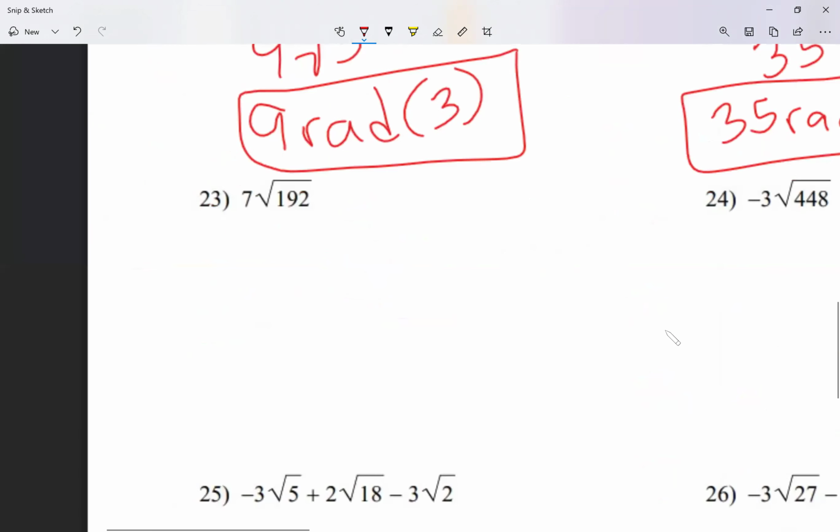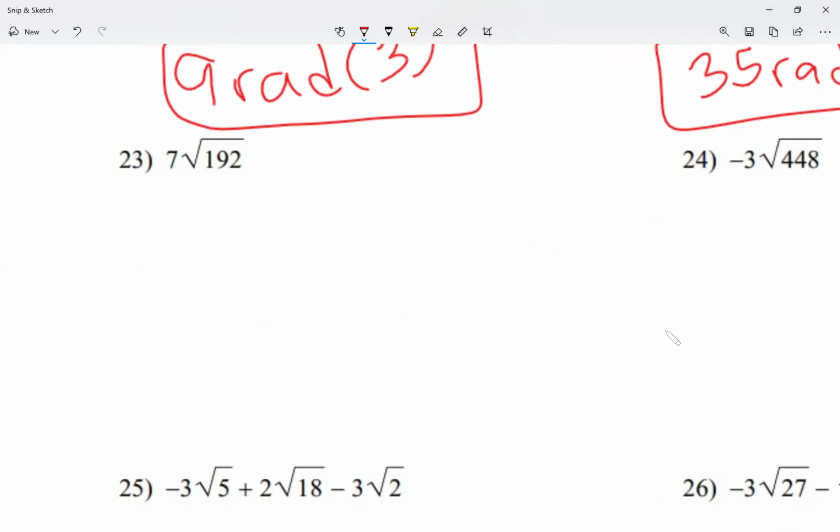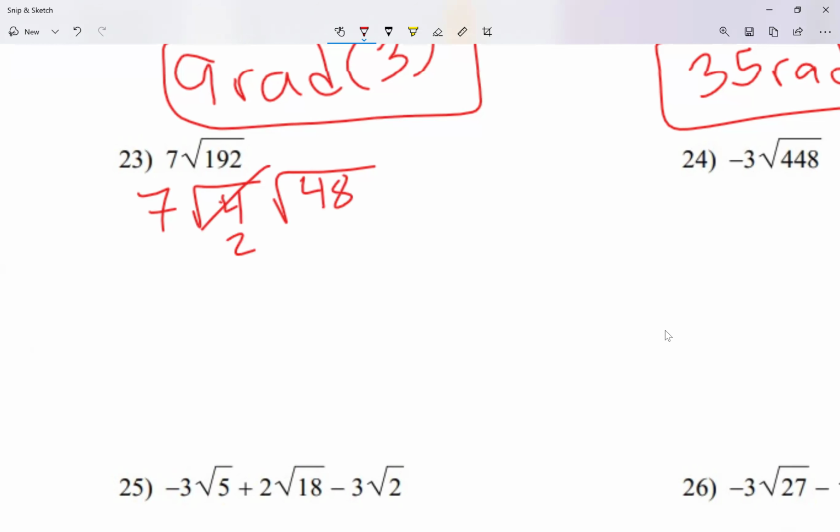Let's take a look at number 23. 7 radical 192. So I'm not doing anything to the 7. But my radical 192, I'm going to split it into 2. Then I ask myself, can I possibly use the 4? Grab my calculator. 192 divided by 4 is 48. The square root of 4 is 2. When I multiply my whole numbers, I get 14 radical 48.